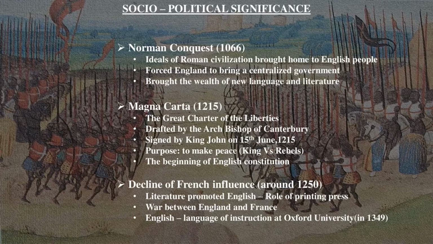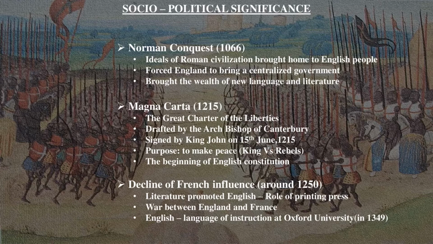The next event is that of the signing of the Magna Carta, or the Great Charter of the Liberties. The charter, drafted by the Archbishop of Canterbury, was signed by King John on the 12th of June in 1215. This came about to bring peace between the highly unpopular king and the rebel parties. As a matter of fact, this document marked the beginning of the English Constitution.